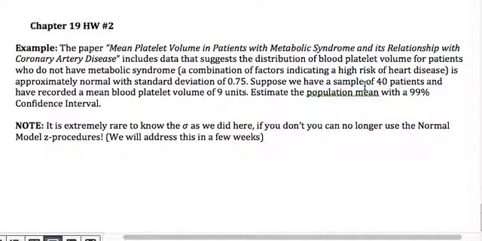Suppose we have a sample of 40 patients and have recorded a mean blood platelet volume. This is the kind of test you take when they're assessing you for heart disease, if you're worried about a heart attack or if you have chest pain. This would be one of the tests they'd run, a blood platelet test. And the mean for those 40 patients comes out to be 9 units, whatever that is, okay? Estimate the population mean with a 99% confidence interval so that you can figure out what that population mean was supposed to be for everybody, okay?